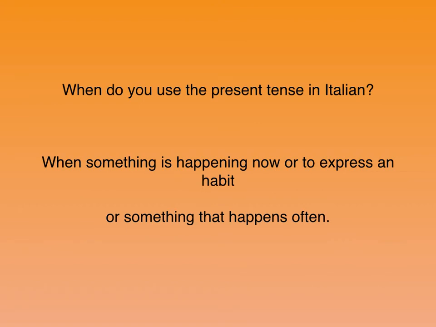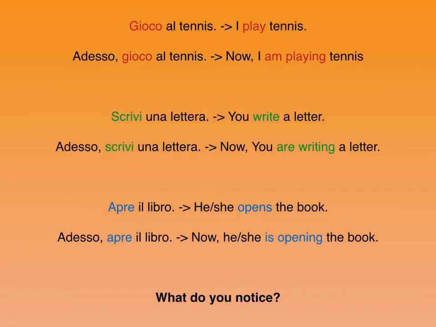Now, when do you use the present tense in Italian? Well, when something is happening now, or also to express a habit or something that happens often. So for example, if I want to say I play tennis, in Italian you will say gioco al tennis. If you want to say that now I am playing tennis, in Italian you will say adesso gioco al tennis.